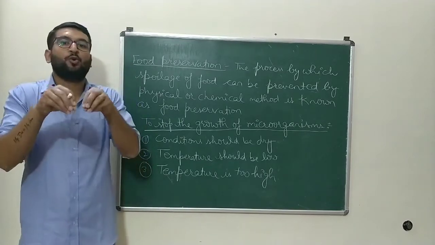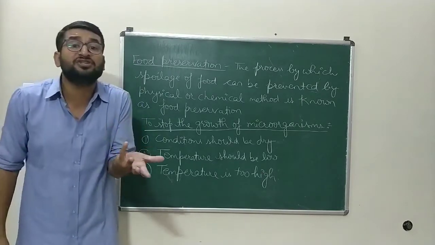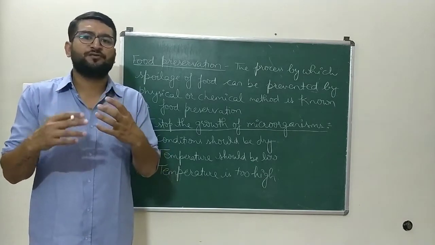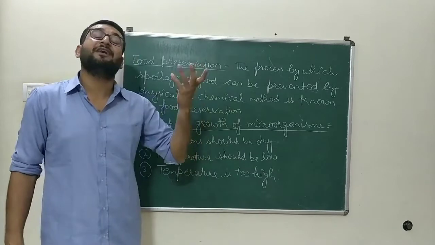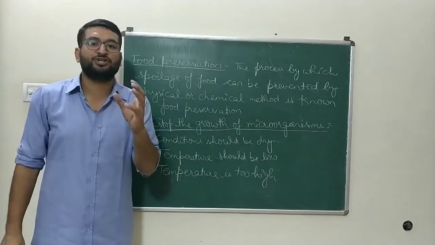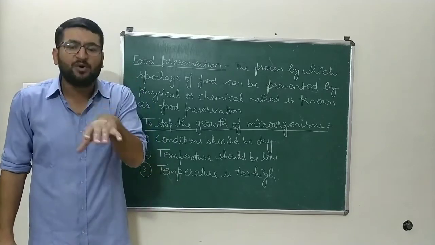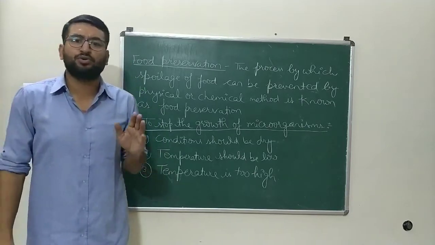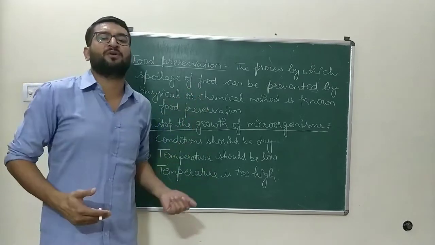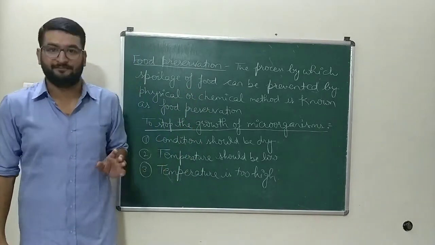Second thing, the temperature should be low. The temperature is lowered. How? Refrigeration, bache. You know, we place our cooked vegetables and cooked food into the refrigerator. Why? Because the refrigerator maintains the lower temperature. Refrigerator चीजों को ठंडा रखता है. And at that lower temperature, the microorganism growth cannot occur. And due to absence of microorganisms, the food spoilage is prevented.